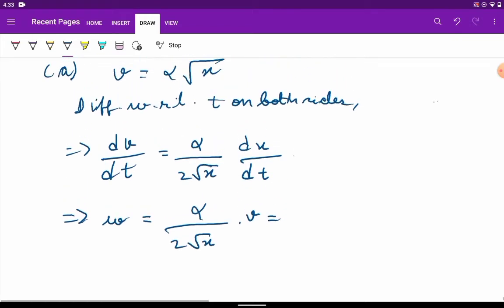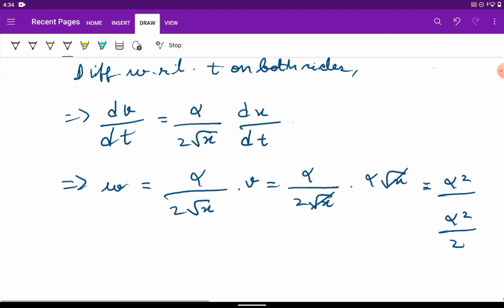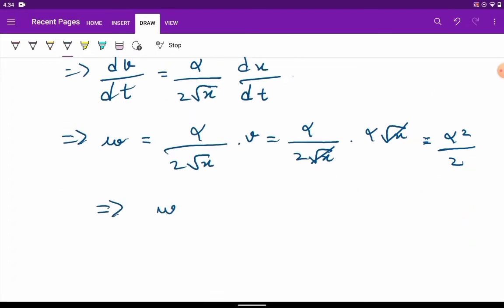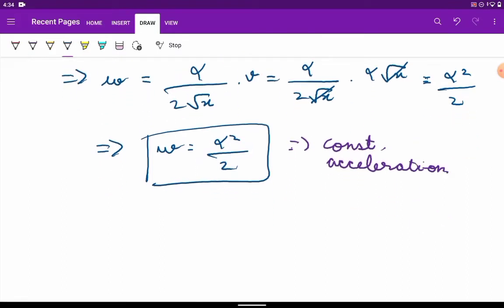And from the given equation, we can substitute that. So this becomes alpha by 2 root x times alpha root x; root x cancels out, and it becomes alpha square upon 2. So this means your acceleration is alpha square by 2, and this thing is constant. So this is a constant acceleration situation. Okay, so this we already know how to deal with.